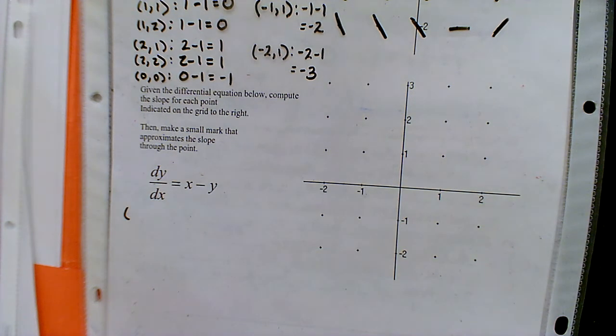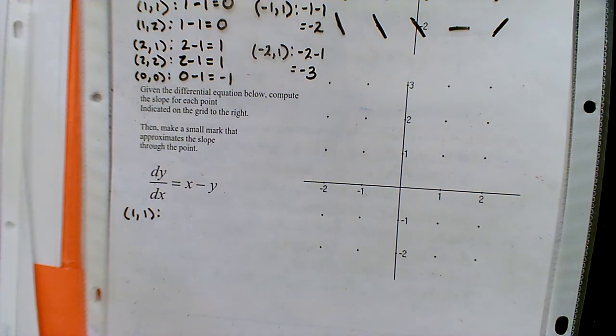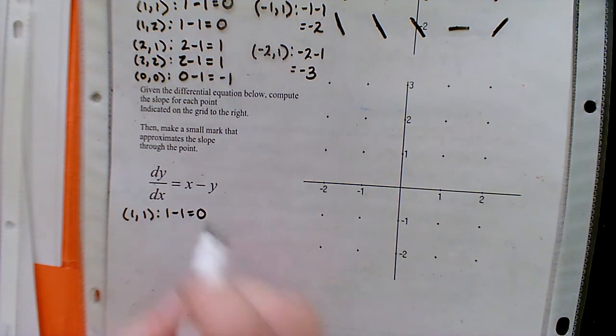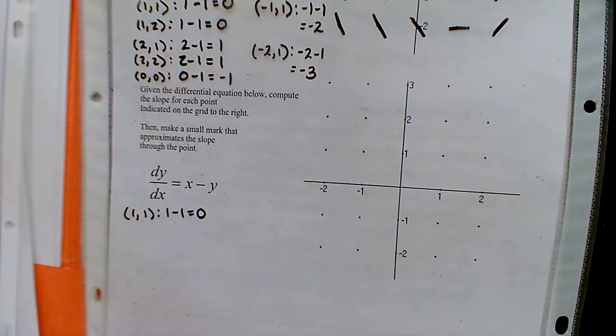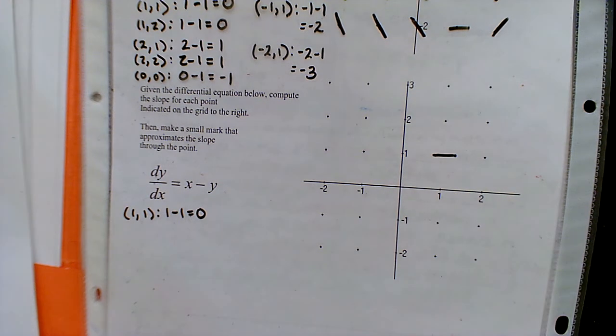Doesn't matter. We want to do the 1 and 1 again, like before. 1 minus 1 is 0. So at that point, we'll draw a flat slope.